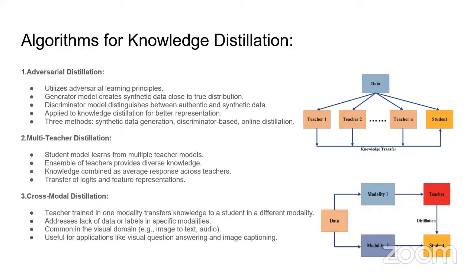Then there is cross-modal distillation. In cross-modal distillation, the teacher is trained in one modality. It will transfer the knowledge to the student in a different modality. It addresses the lack of data or labels in specific modalities, common in the visual domains. For example, we can say image to text or image to audio. It is useful for applications like visual question answering, image captioning, and so on.